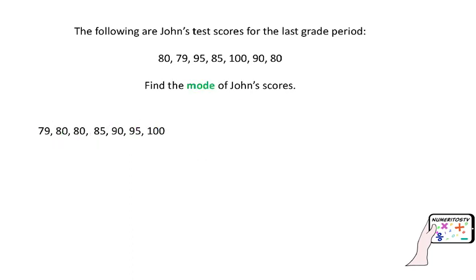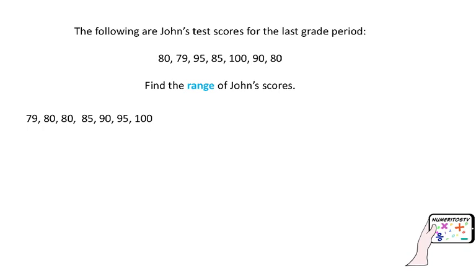What about the mode? The mode in the same data is the test score that repeats the most. So if they are in order from least to greatest, it's very easy to observe that 80 repeats twice. So in this case, 80 is considered the mode of John's scores.